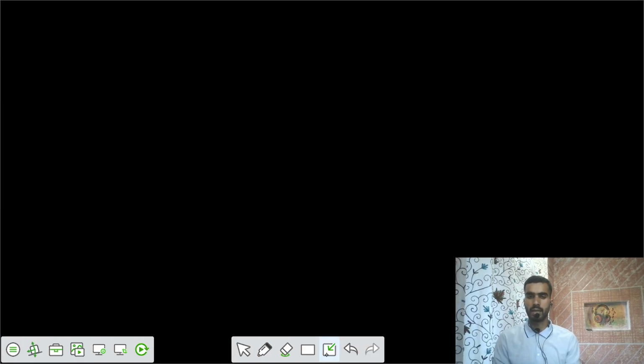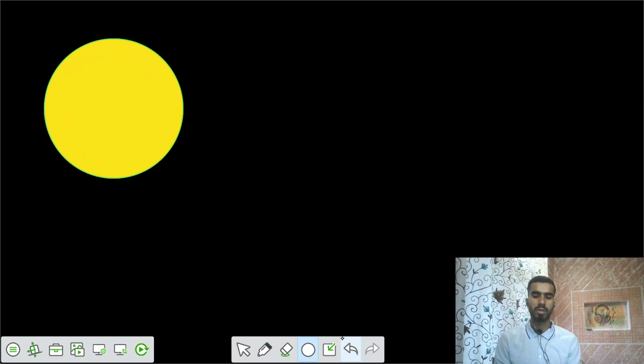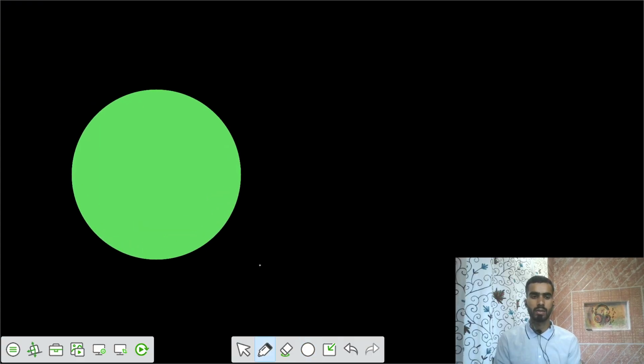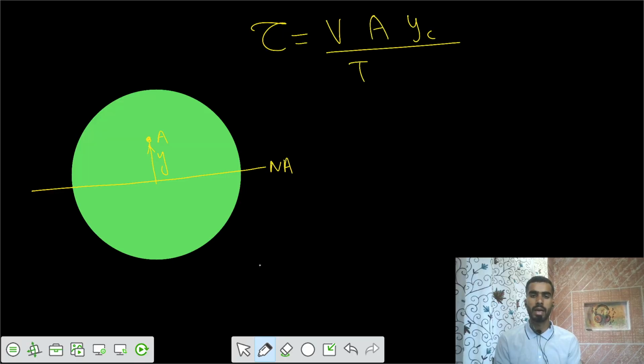So now let's talk about the circular section. There would be some neutral axis, and you want to take some point A at a distance of y from the neutral axis. You have the equation shear stress equals V A y bar divided by I neutral axis times b, where b is the width at that particular location, at particular point A.